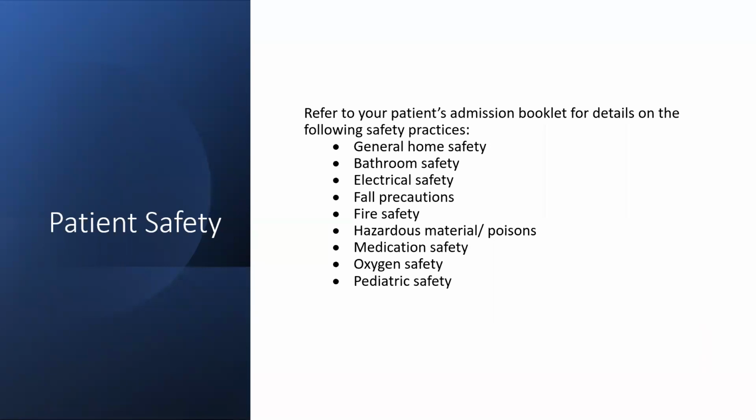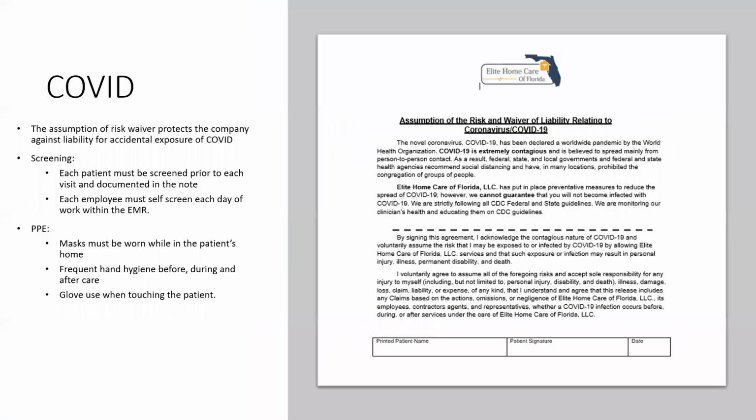Patient safety. Refer to the patient's admission booklet for details on the following safety practices. They will include general home safety, bathroom safety, electrical safety, fall precautions, fire safety, hazardous materials, poisons, medication safety, oxygen safety, and in rare cases with us here at Elite, pediatric safety.